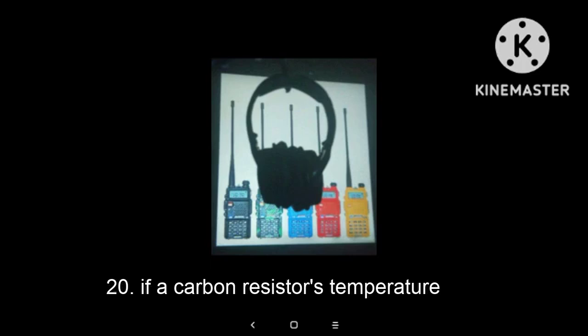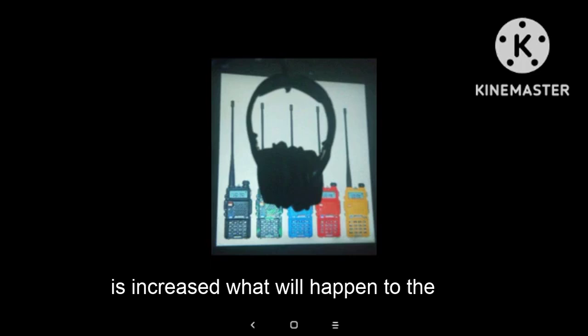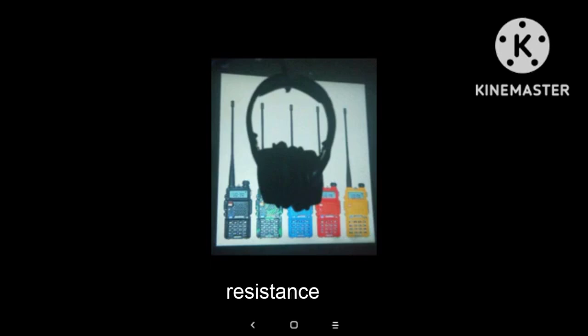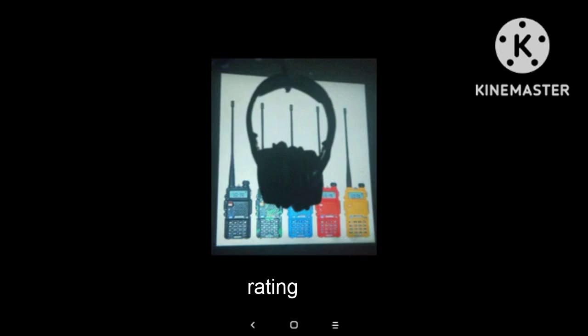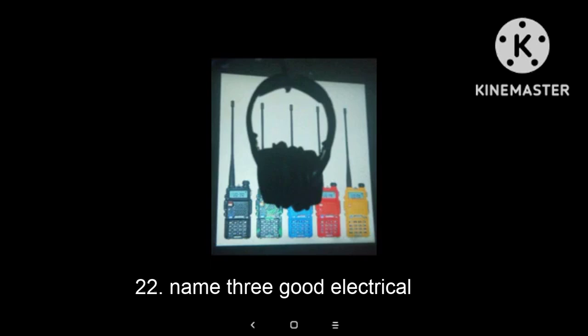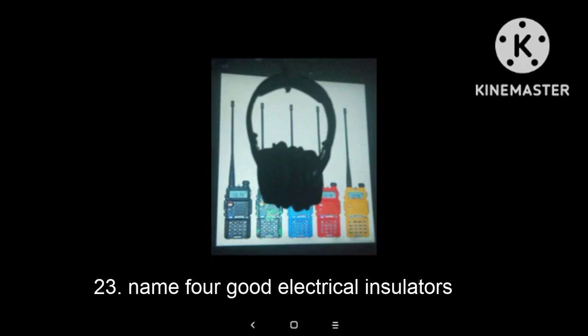20. If a carbon resistor's temperature is increased, what will happen to the resistance? It will change depending on the resistor's temperature coefficient rating. 21. The reciprocal of resistance is conductance. 22. Name 3 good electrical conductors. Gold, silver, aluminum. 23. Name 4 good electrical insulators.